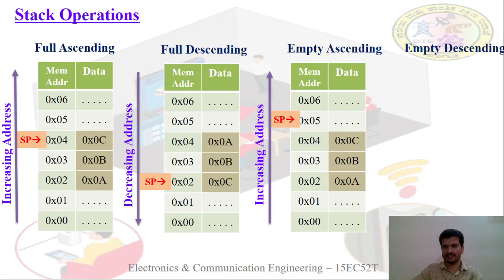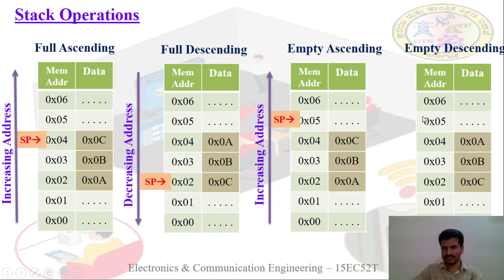Whereas in empty descending, consider the same memory location. Descending means going towards lower memory address, from higher memory to lower memory address. Now the stack pointer is pointing to the empty location. That is the next address after the last item. So here, see the difference.